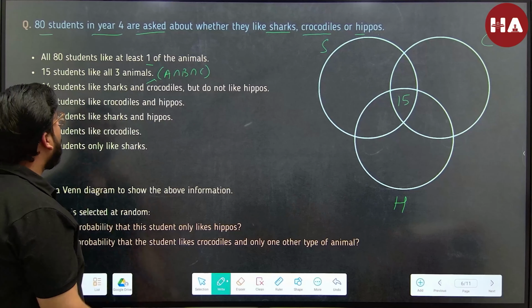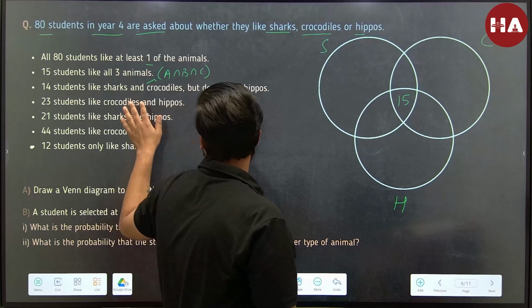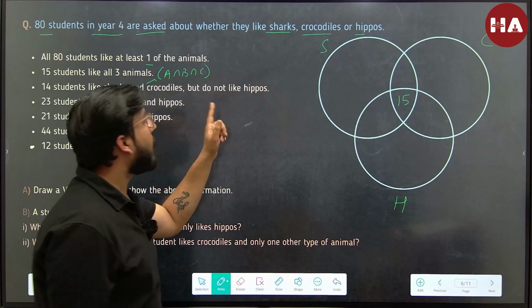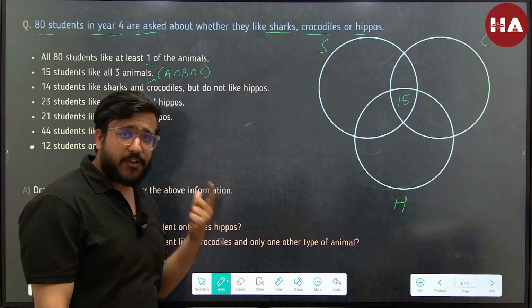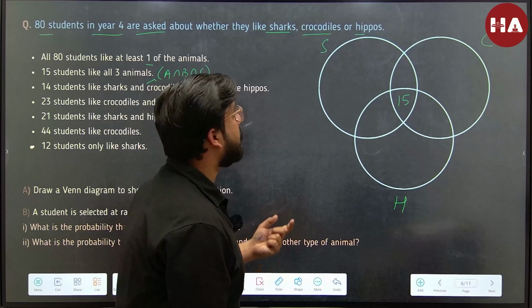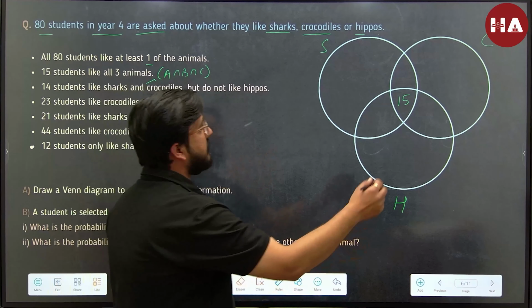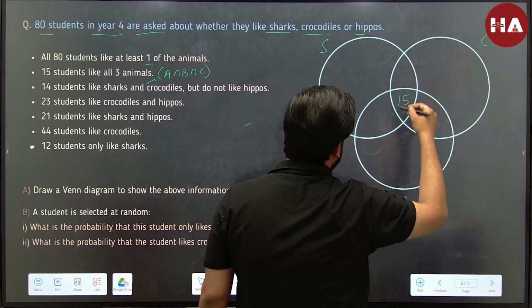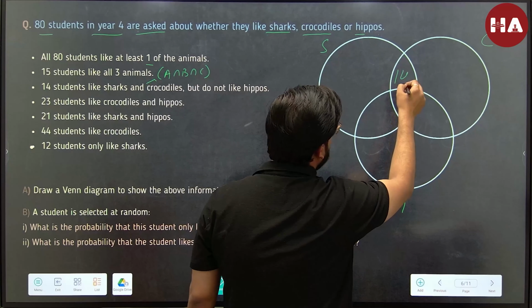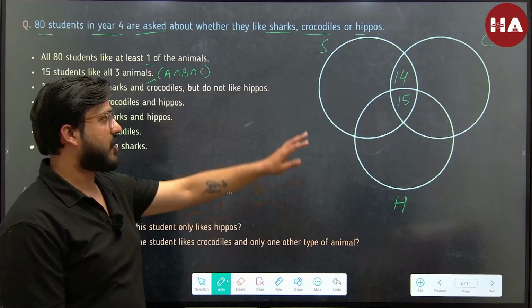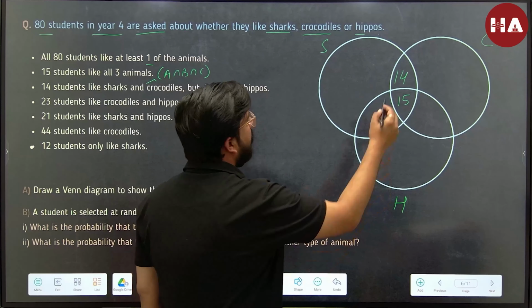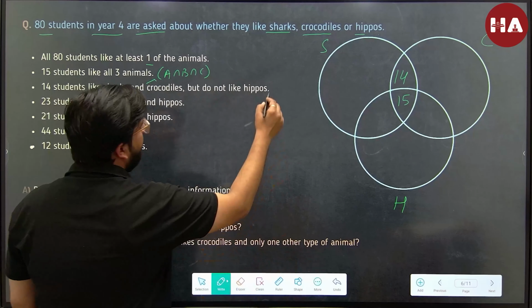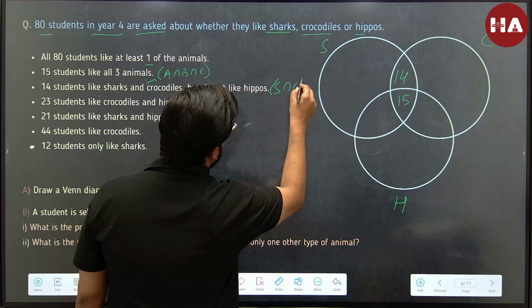Now 14 students like sharks and crocodiles but do not like hippos. This is specific information that is given to us, so it will be represented as it is. The number coinciding for sharks and crocodiles will be 14. This section, S intersection C, will be represented by the number 14.